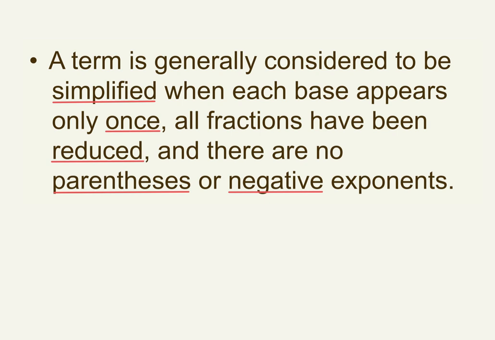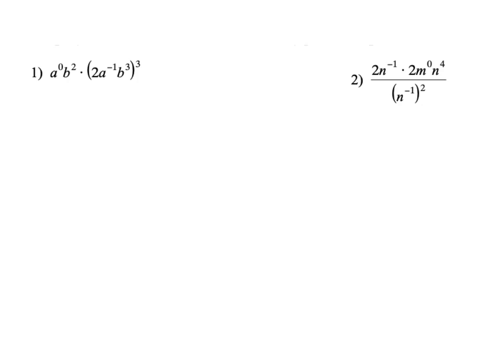A term is considered to be simplified when every base is only appearing once, all your fractions have been reduced, and there are no parentheses or negative exponents. So let's look at some examples here. We want to work in a logical pattern. So when I look at something like this, I'm going to simplify this group first before I start combining my like bases. And so to do that, I'm going to take everything in the parentheses to that third power.